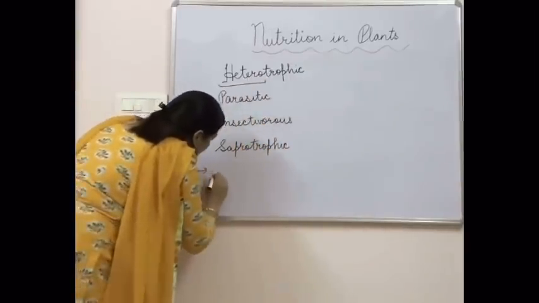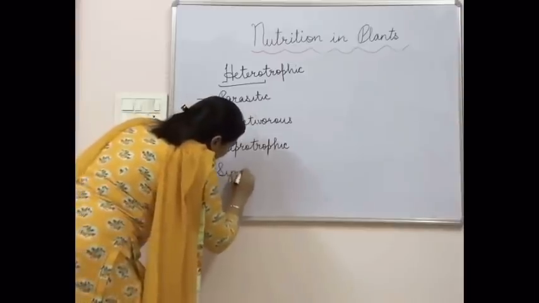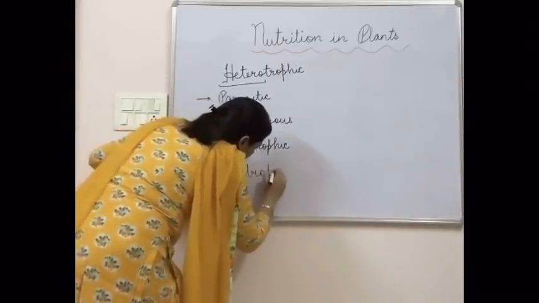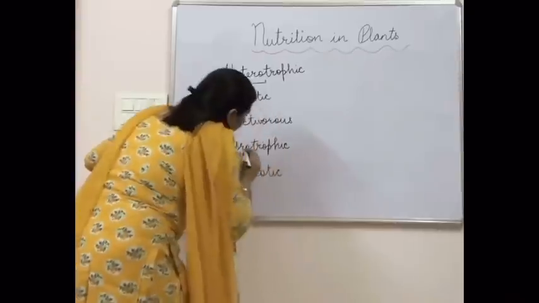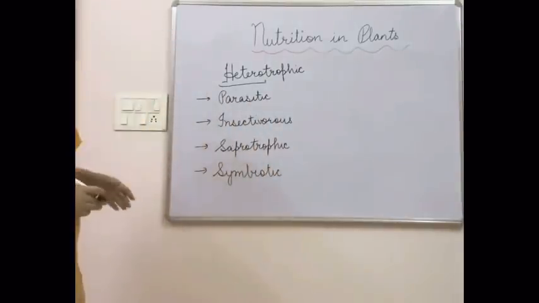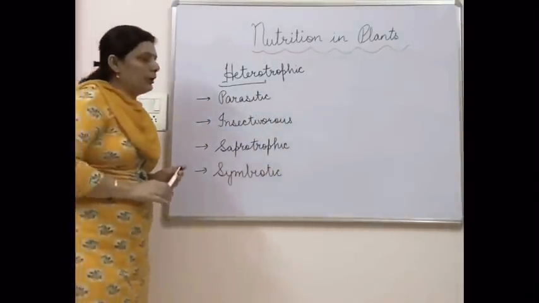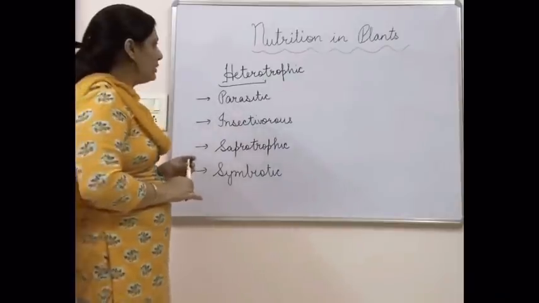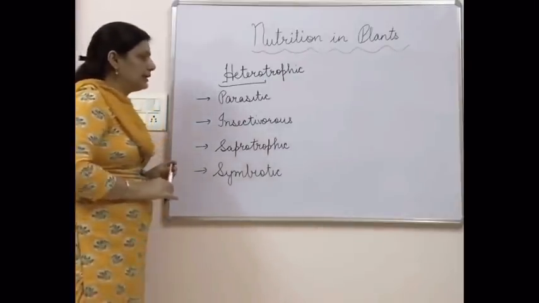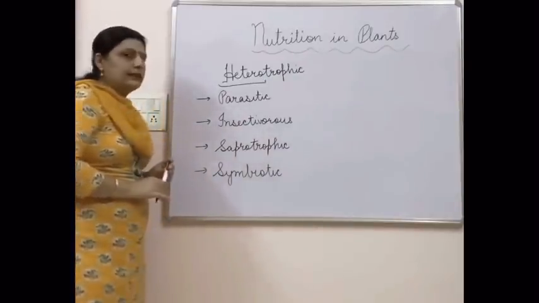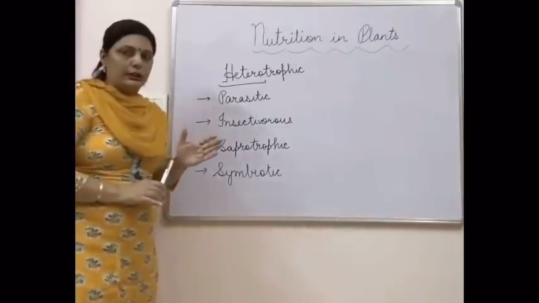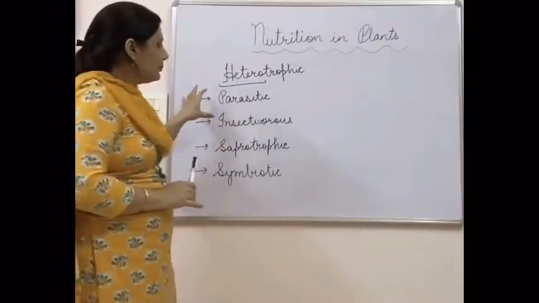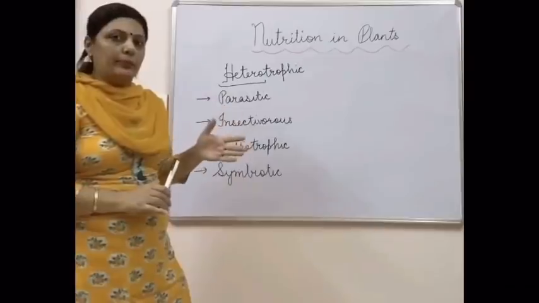And symbiotic mode of nutrition. These are the 4 main modes of nutrition under heterotrophic mode of nutrition, which we are going to study in detail. Now all these are the modes of nutrition in which the organism derives nutrition from others.